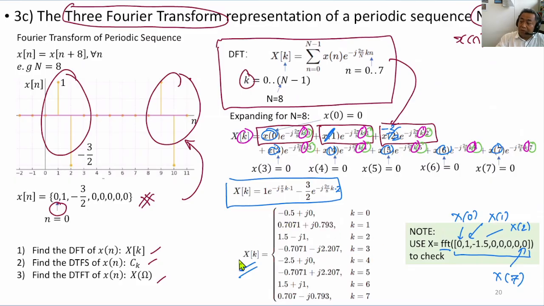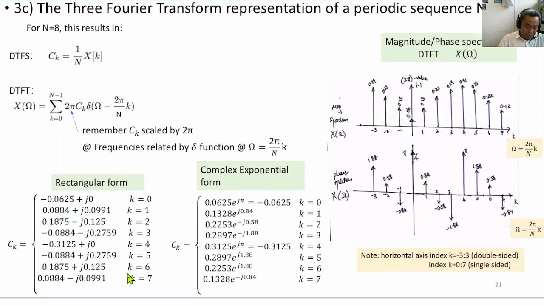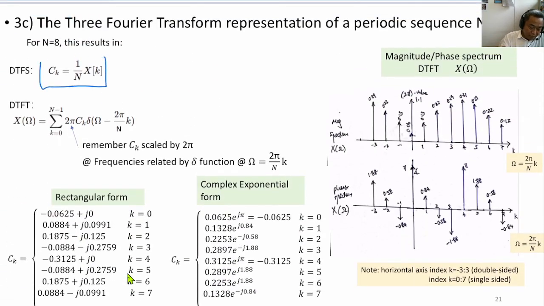So now that we have X[k], it is very easy to find c_k, the DTFS coefficient. c_k is nothing but 1 over N of X[k]. So in the next slide, we have this, and simply you take the X[k] and divide it by N, which is N equals 8 in our example, and voila, you get this.